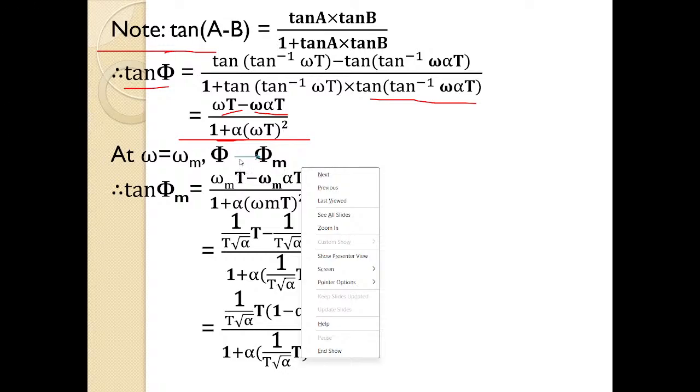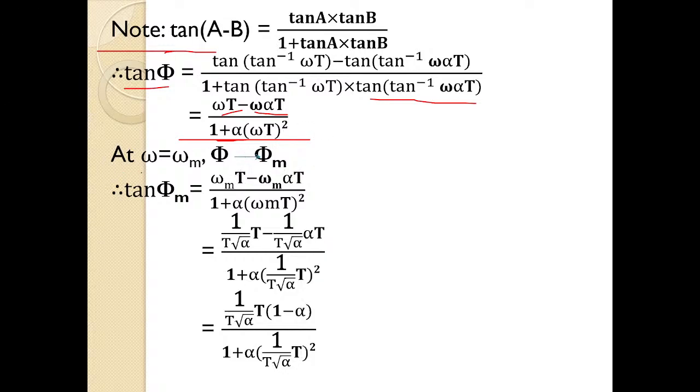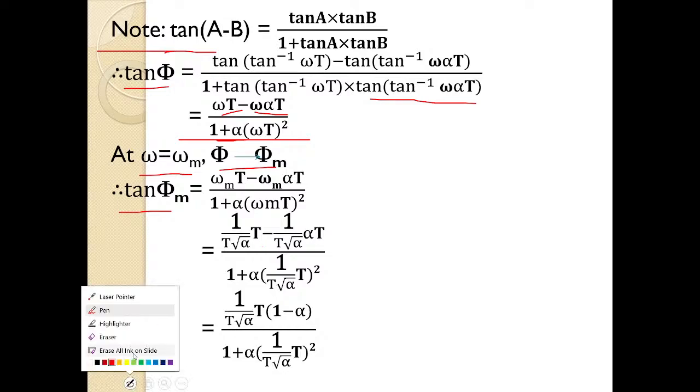Now when omega equals omega m, phi is equal to phi m. So write tan phi as tan phi m. Instead of omega, write omega m: (omega m t minus omega m alpha t) by (1 plus alpha into omega m t square). Now what is omega m? 1 by t root alpha. So instead of omega m, write 1 by t root alpha.